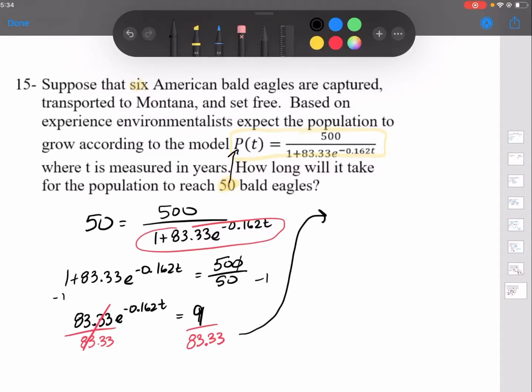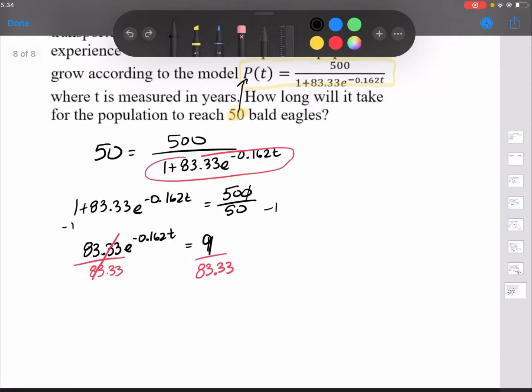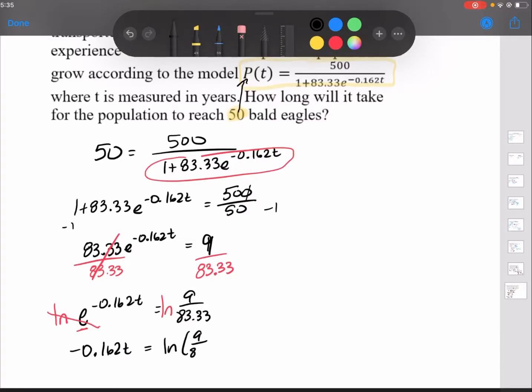So I have e to the negative 0.162 t equals, and I'm not even going to figure out what that is because it's going to be a decimal, and I want to get as exact as possible. So at this point, I'm applying the natural log because this is base e. And remember, natural log and base e are inverses, so they cancel each other out. So we get negative 0.162 t equals natural log of 9 over 83.33. And then I just divide both sides by negative 0.162.